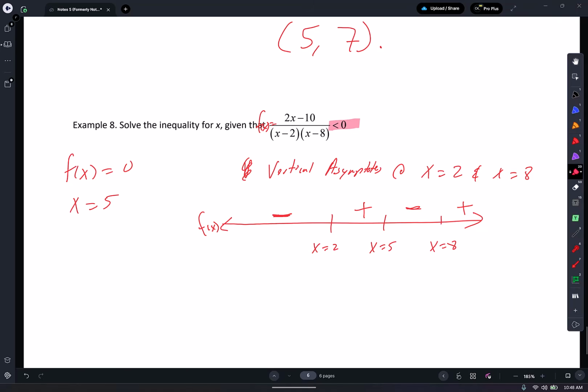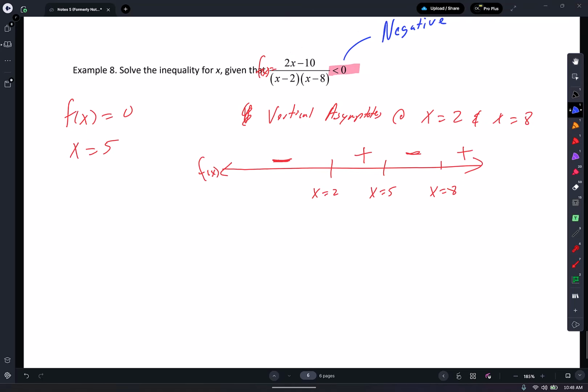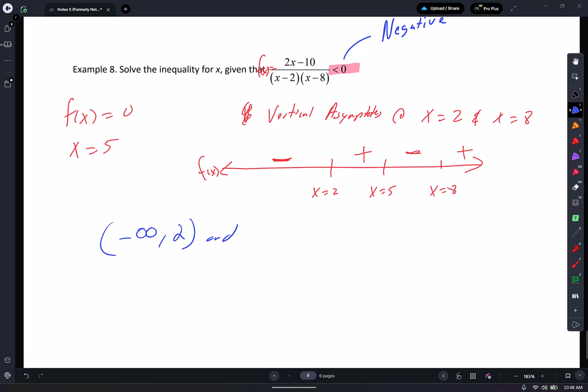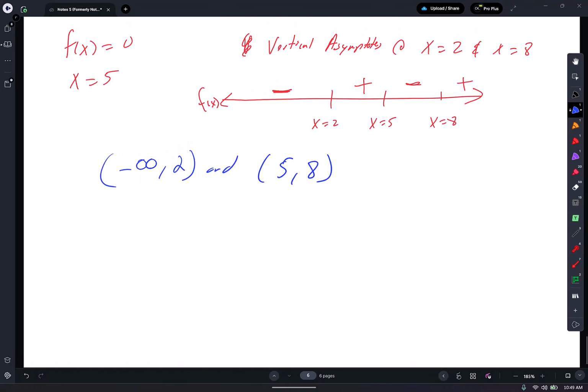Okay, what does this mean? What does this mean right here, less than 0? What does that mean? I want what? Negative. So put that in your notes. That means negative. Anything less than 0 is negative, guys. So that's how you say negative in math. So what are my intervals where this function is negative? Negative infinity all the way to 2, parentheses, and 5 to 8. There it is, guys. Do you see how we're doing it?